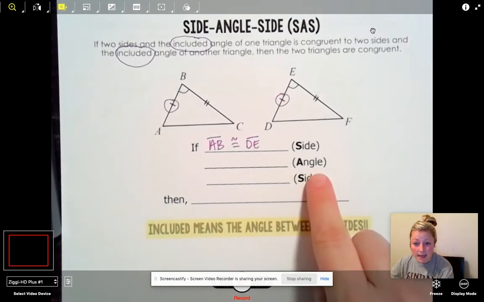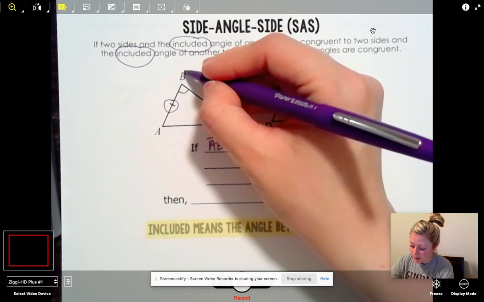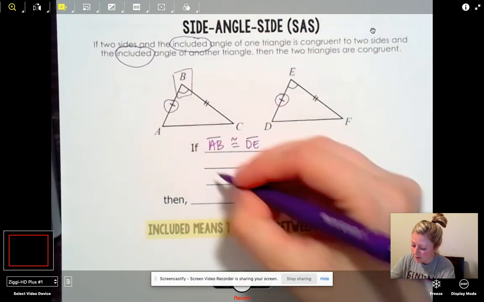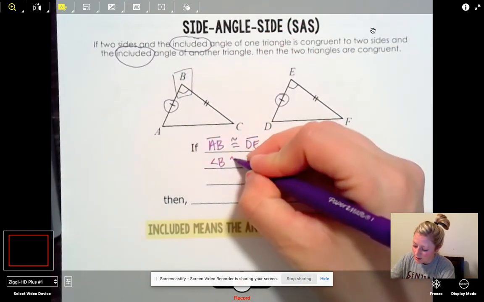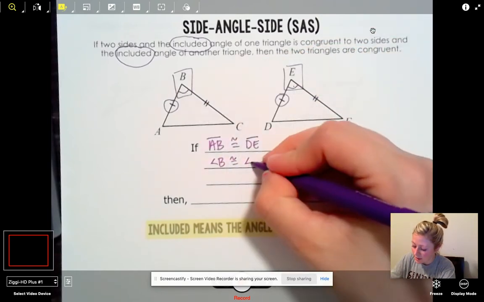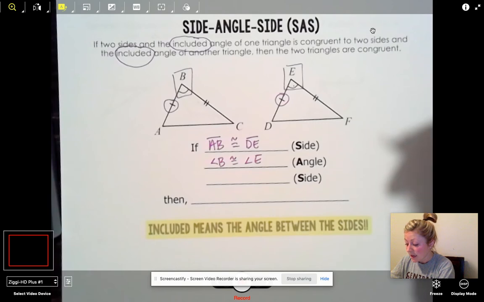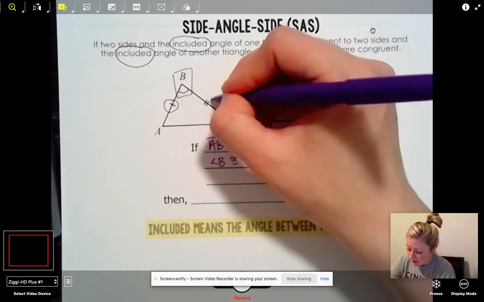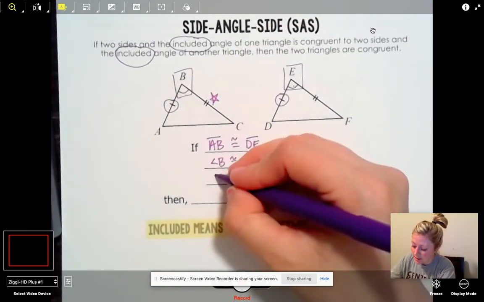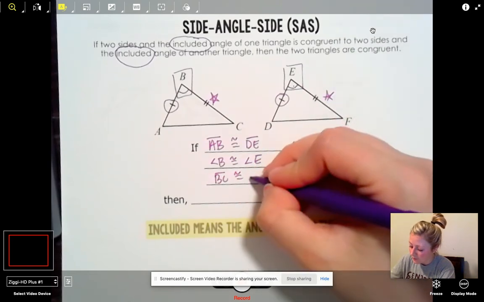Now it wants us to list the angle, okay? So now we match our arc mark. Angle B here, I'll box that. Angle B is congruent to angle E. Again, they have those one arc marks telling us that those angles are congruent. And then our last side has a two tick mark, so BC is congruent to EF.